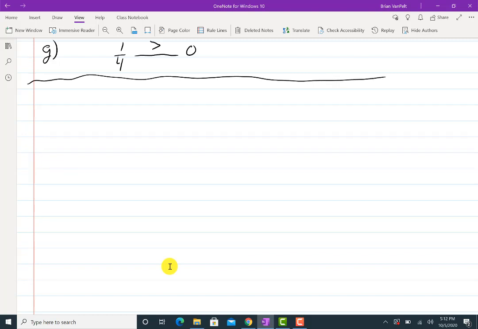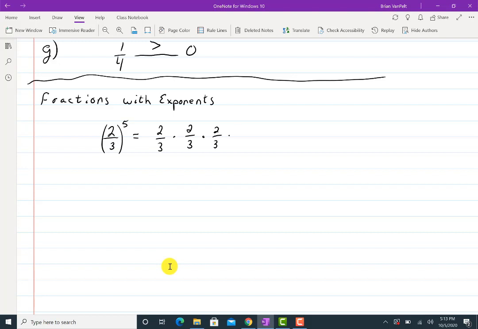Now, a second topic in here involves fractions with exponents. So, for example, if I write 2/3 to the 5th power, that means I take 2/3 times 2/3 times 2/3 times 2/3 times 2/3. You see a total of 5 of them there.